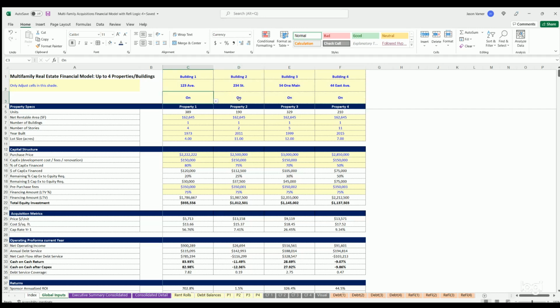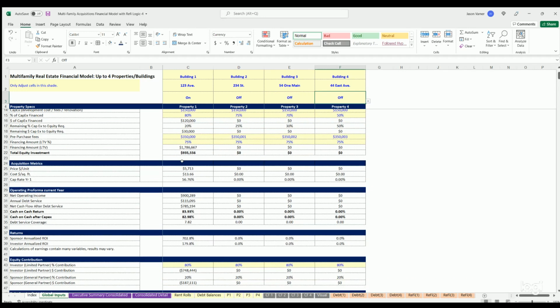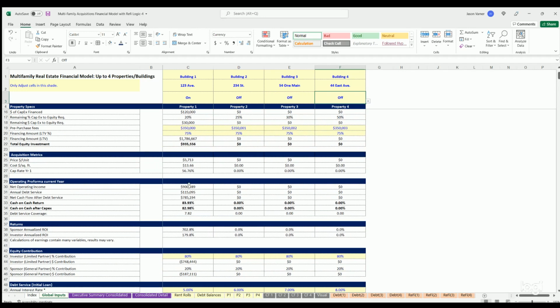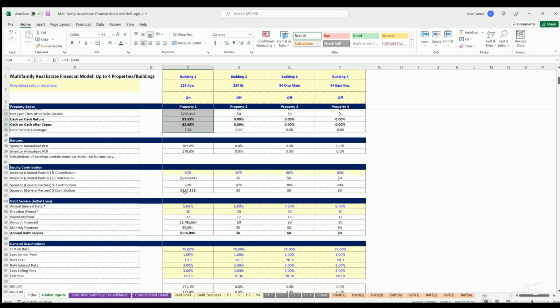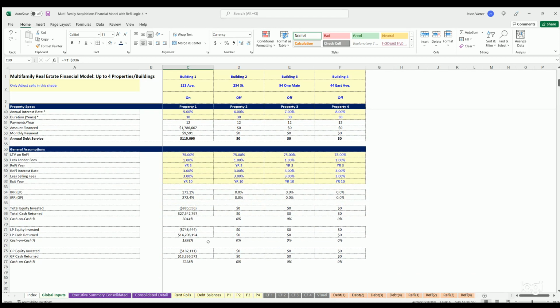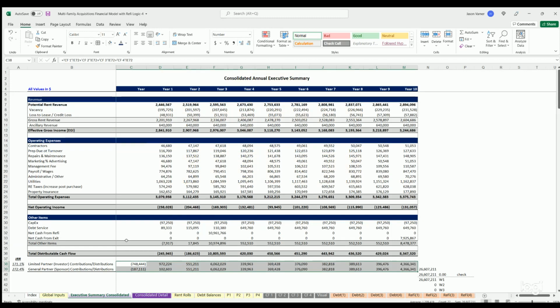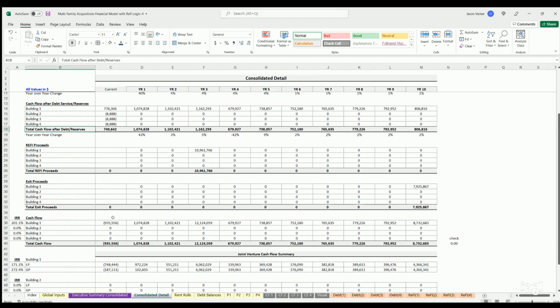I made it easy to turn each deal on or off, so you don't have to go through the whole model and zero out all the assumptions. If you want to turn one of these off, you just hit off, and you can see if I turn the last three off, I'm only going to see returns data and general data for the first property only, and all the rest are zeroed out. Same with the consolidated, it will just be for that one. The detail you can see is just for that one.